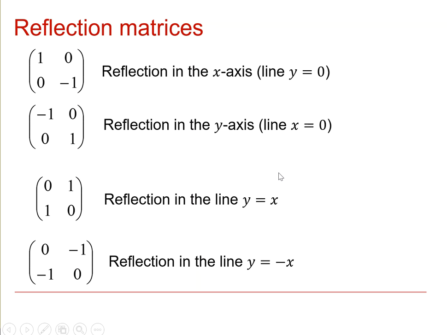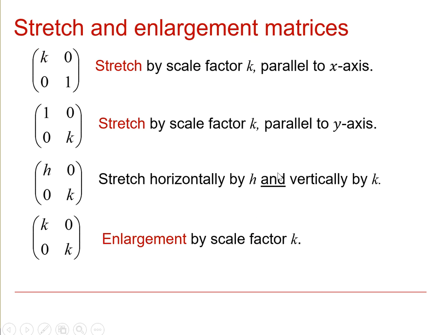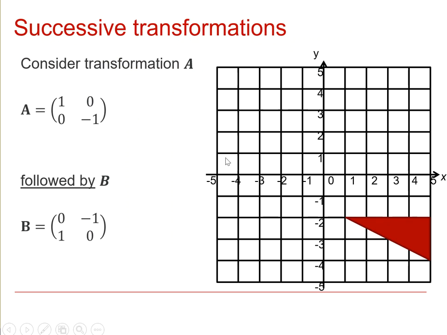So we've got reflections, rotations, remembering that anticlockwise is positive, and we've got stretches and enlargements with scale factor k. What we're looking at here is successive transformations, so one transformation followed by another transformation.